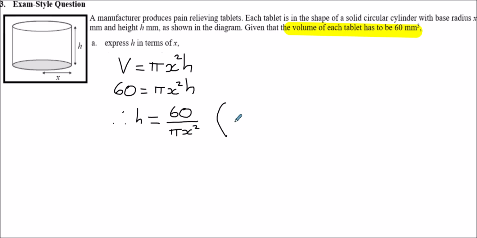So if you wanted to, you could leave it in this form, which is easy to manipulate with calculus. We could have said, well, h equals 60 over pi. This will be a constant because 60 is a constant, as is pi, and we could say that's x to the power minus 2. But this is a more natural way to write the expression.